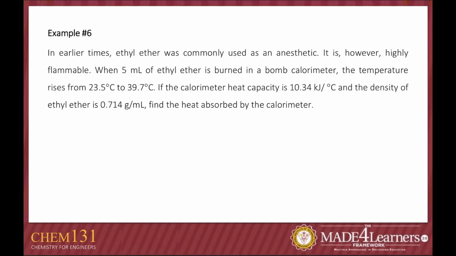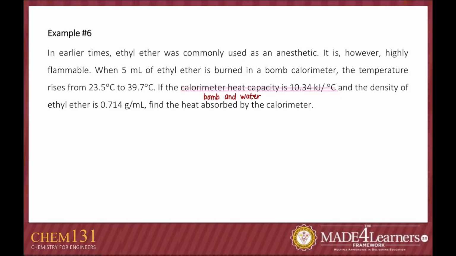Okay, so in this problem, ang gihatag is the calorimeter heat capacity already. Okay, let me highlight that. Calorimeter heat capacity, which means that this refers to the heat capacity of the entire calorimeter, including both the bomb and water. The problem here is we have to find the heat absorbed by the calorimeter based on the reaction.